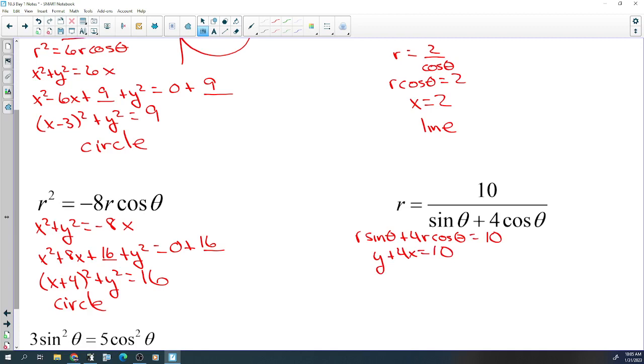Forget about the last one. The last one's very strange. Is that it?